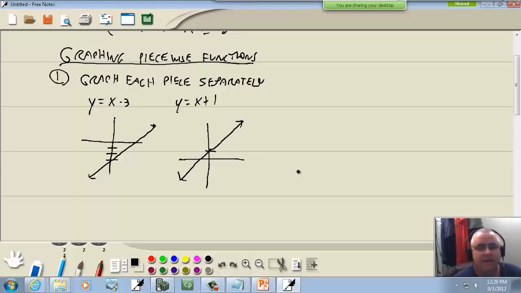Not that I can't draw straight lines, but then step 2. Apply your conditions.